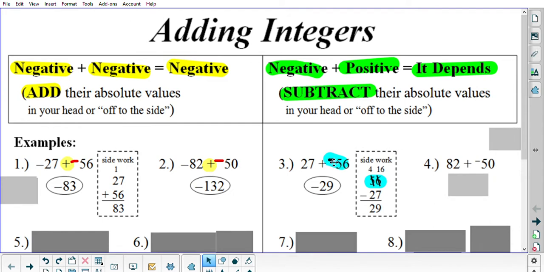So whichever number wins, so to speak, whichever number has the bigger absolute value, that will determine if the final answer is positive or negative. In this case, it was negative because negative 56 had the bigger absolute value. But let's take a look at number 4. We got 82, which is definitely positive, and 50, which is negative.